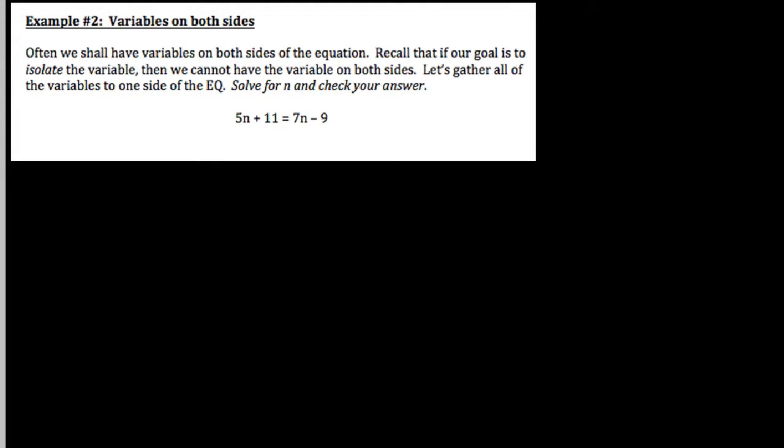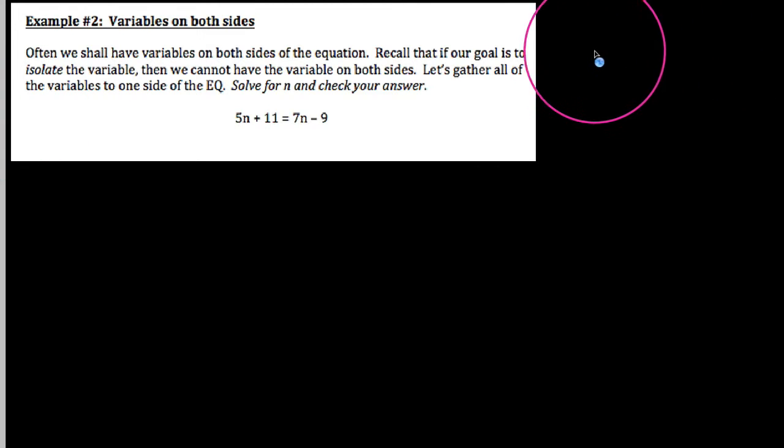In this video we're going to be solving a linear equation, but one containing variables on both sides. This is a little bit different from a two-step equation. So we're going to lay out a little bit more general way for solving equations that have variables on both sides, or just equations in general.